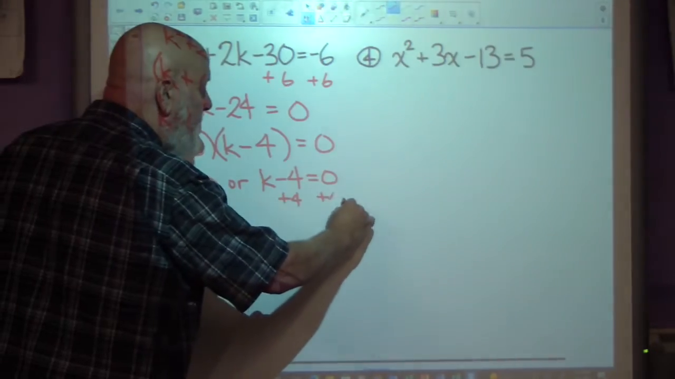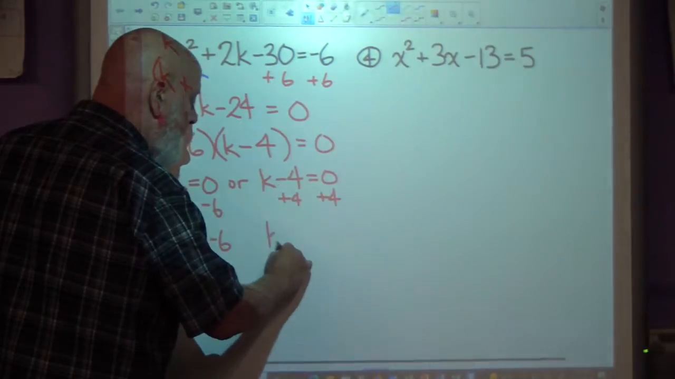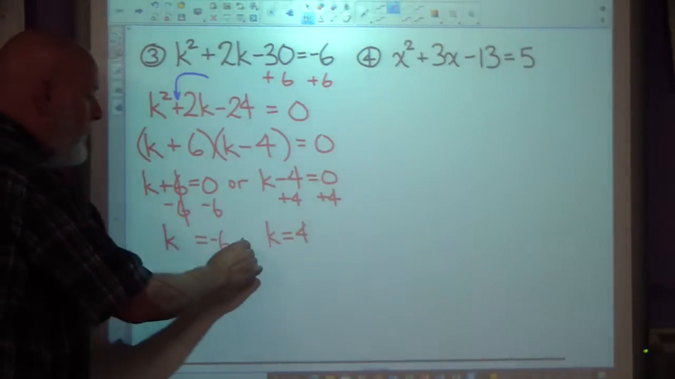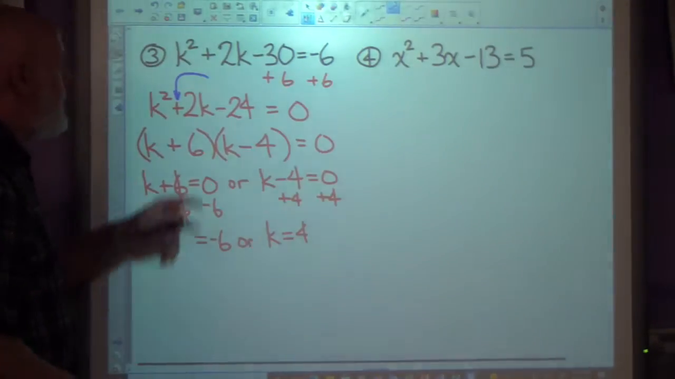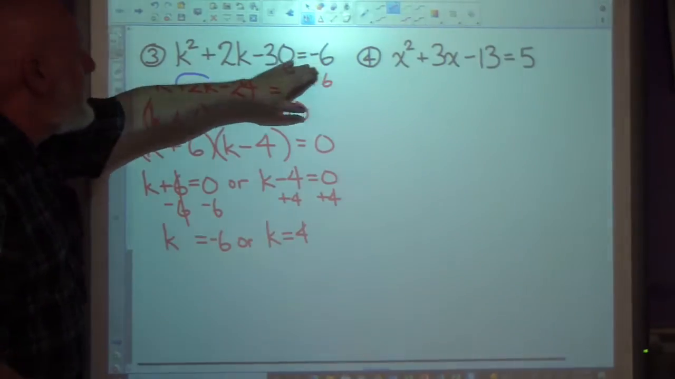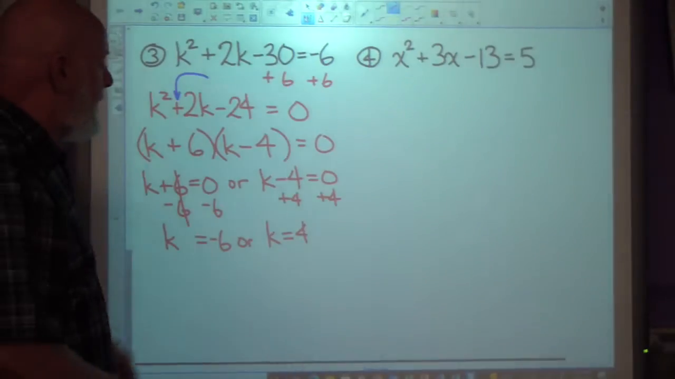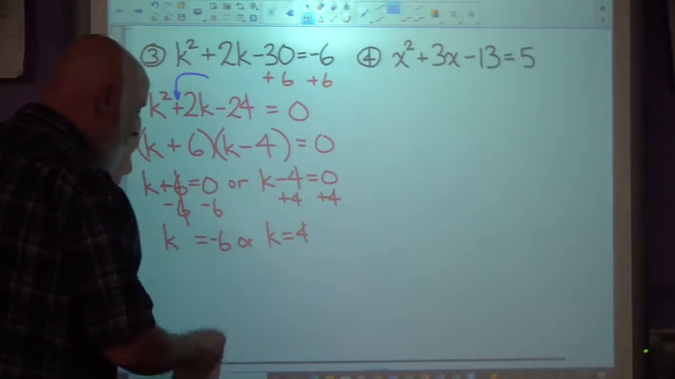We can do this in our heads. You don't have to show it. k is equal to 4. So here are our two solutions. I'll plug in -6 here and here. This will be 0. Or I could plug in a 4 right here and here, do the arithmetic, and this would be 0.